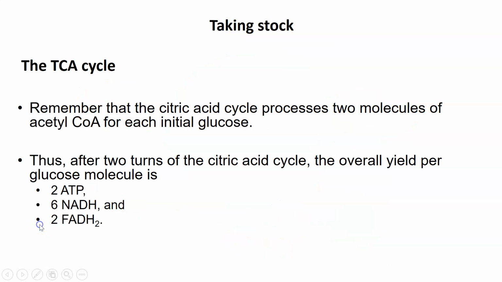So when we start to take stock then of the TCA cycle, you can see that we produce two molecules of ATP or GTP, 6 molecules of NADH, and 2 molecules of FADH2. Remember, this is for every initial glucose molecule we put into the system. For every initial glucose molecule, you're producing 2 molecules of pyruvate, and therefore 2 molecules of acetyl CoA. When you combine the two, this is what you get: 2 of ATP or GTP, 6 of NADH, and 2 of FADH2.